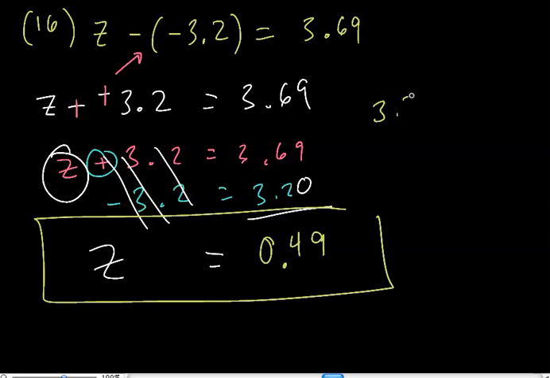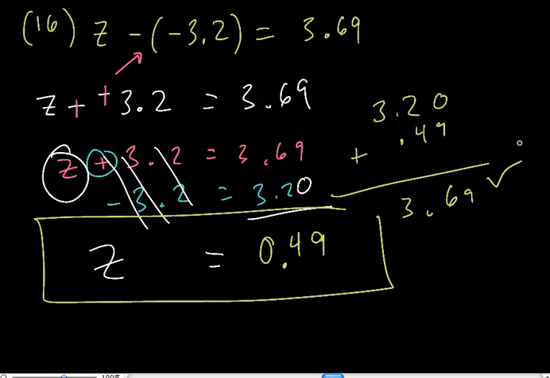How can I check that? I can go 3.2 plus 0.49. Add them together, and I'm, of course, going to get 3.69. Okay, great. Next one.